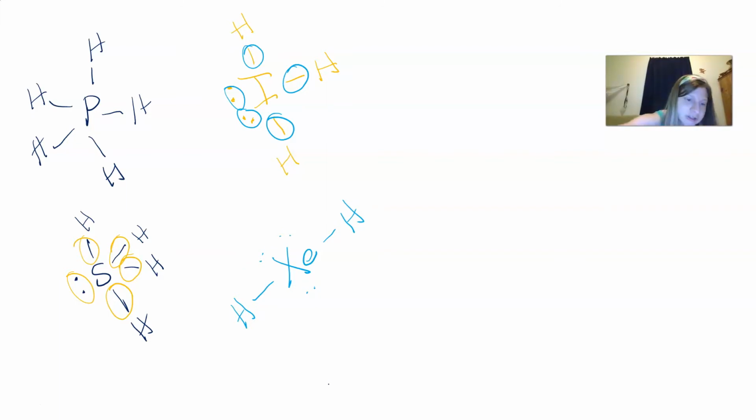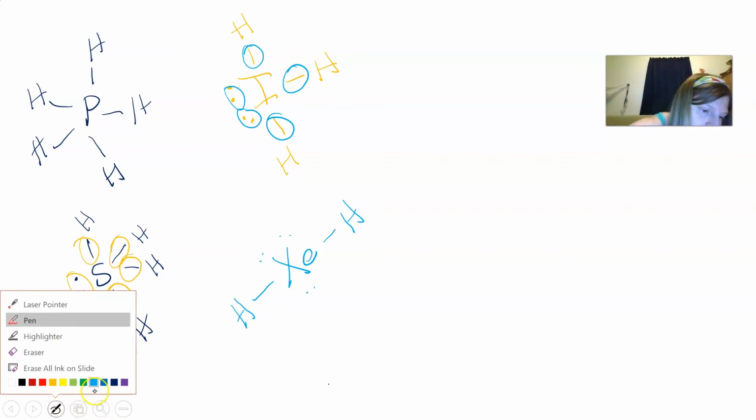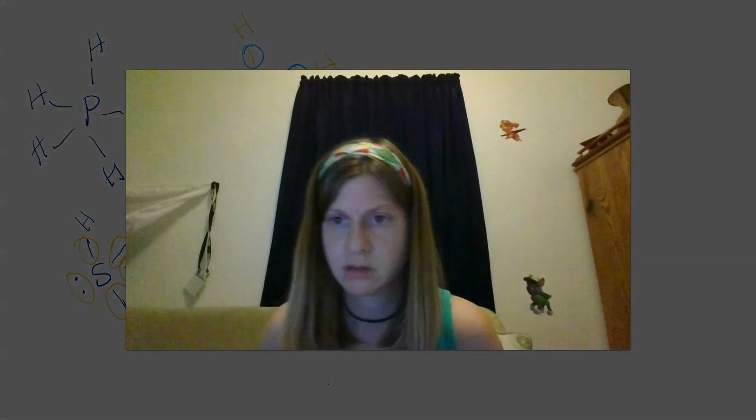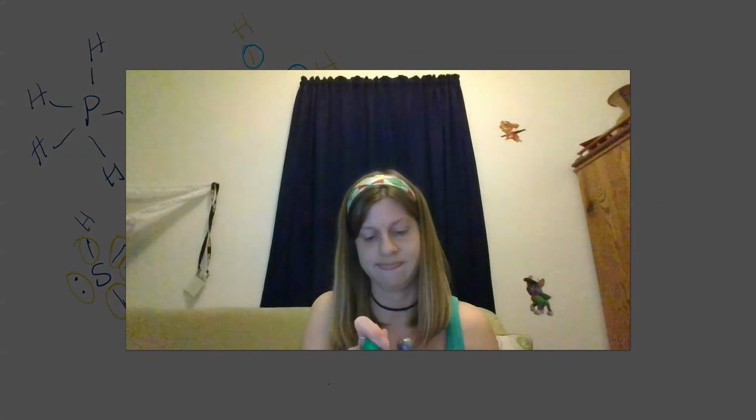Where I have 5 electron domains. 1, 2, 3, 4, 5 electron domains. So the electron domain geometry is trigonal bipyramidal. But only 2 of them are bonds and 3 of them are lone pairs.